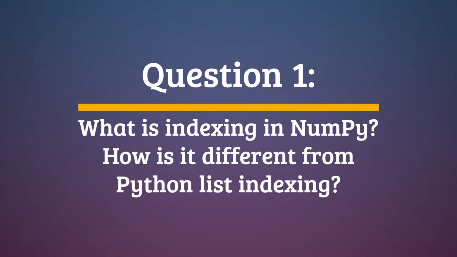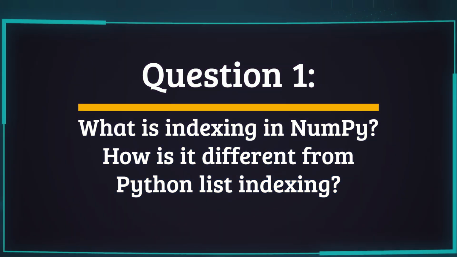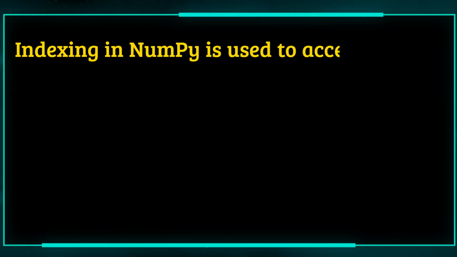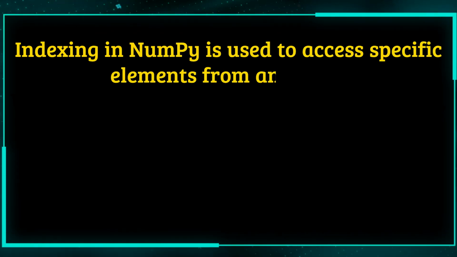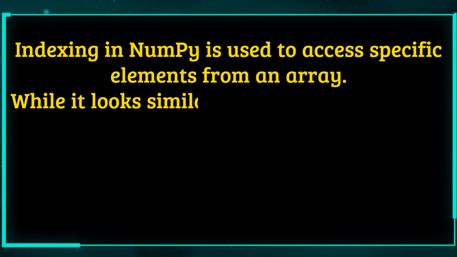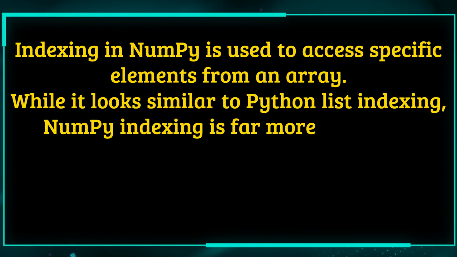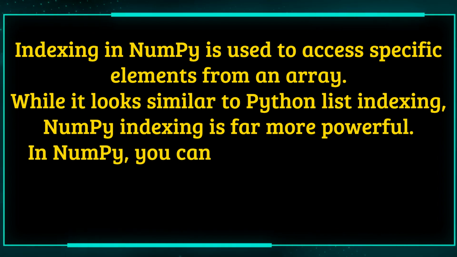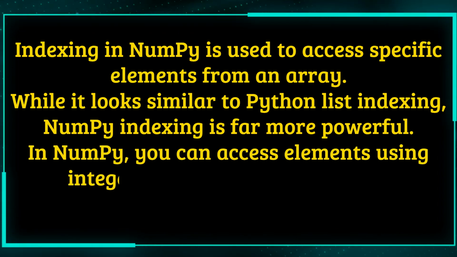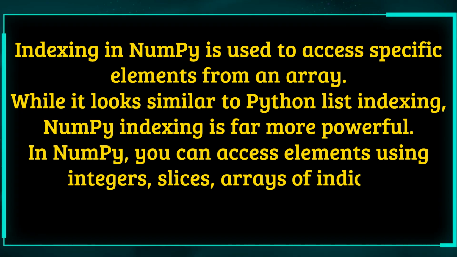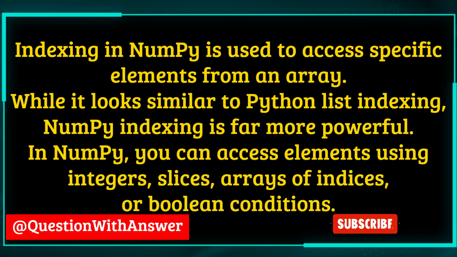Question 1. What is indexing in NumPy? How is it different from Python list indexing? Answer. Indexing in NumPy is used to access specific elements from an array. While it looks similar to Python list indexing, NumPy indexing is far more powerful. In NumPy, you can access elements using integers, slices, arrays of indices, or Boolean conditions.